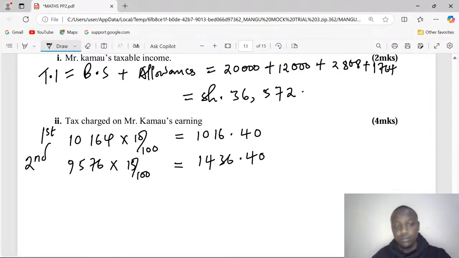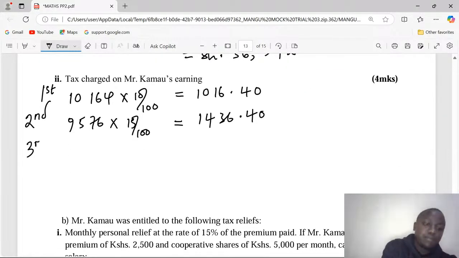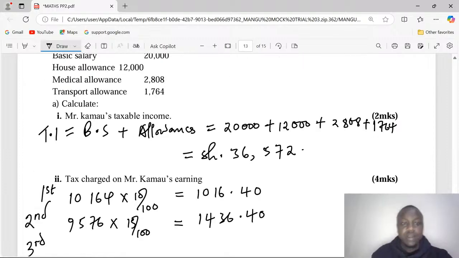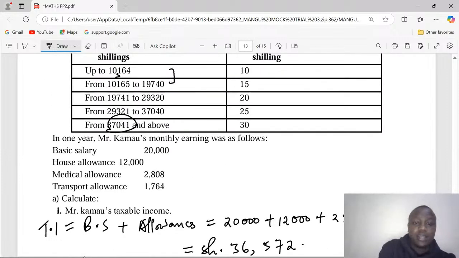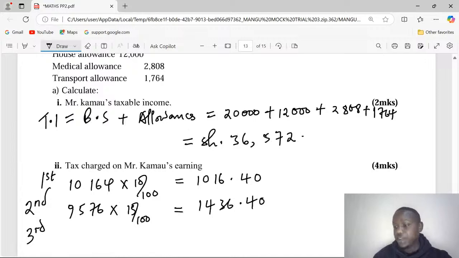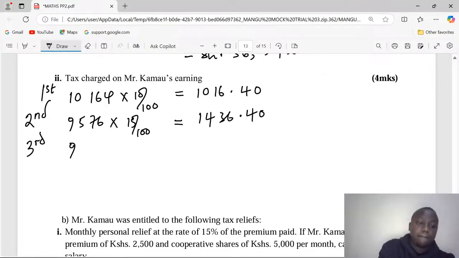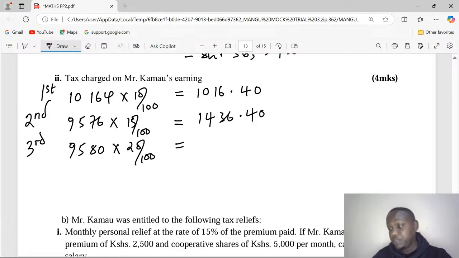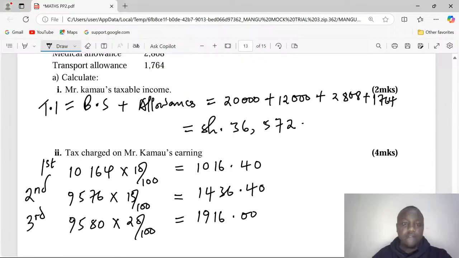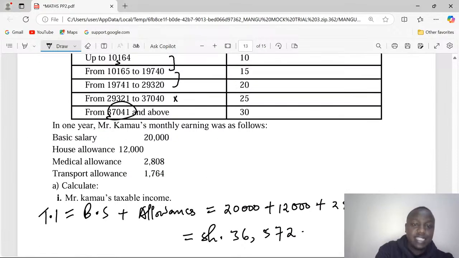Now in the third band, we are supposed to take 29,320 and we subtract 19,740. This is going to give us 9,580. 9,580 at the rate of 20%. Now this at the rate of 20% will give us 1916. Then finally, this is now the bracket where the last amount lies.